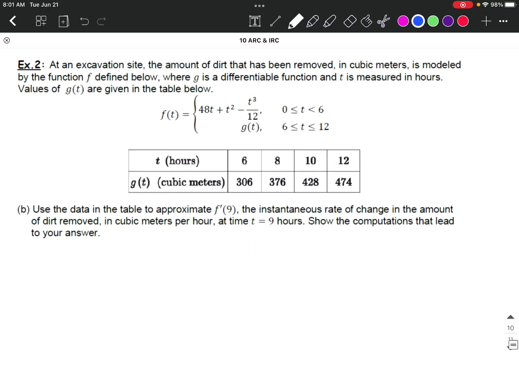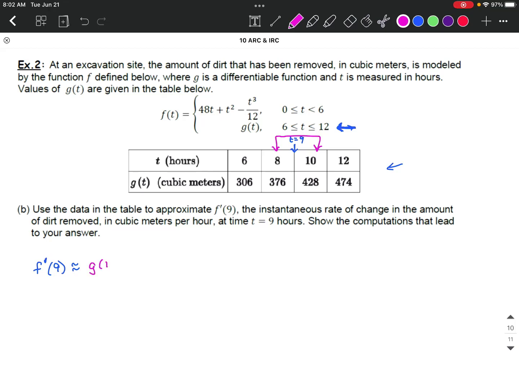Same problem. This time, we're going to use the data in the table to approximate f prime of 9. Now 9 is in this interval from 6 to 12, which means we're using the function g, which means we're using this table. But 9 is not in this table. 9 is somewhere between 8 and 12. So in order to approximate the derivative at 9, we're going to use the smallest interval we can around 9. So we're going to go from 8 to 10.